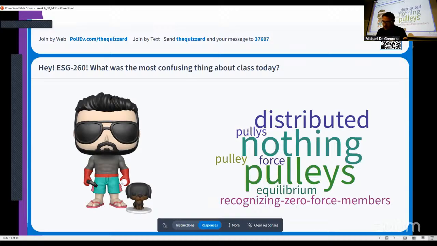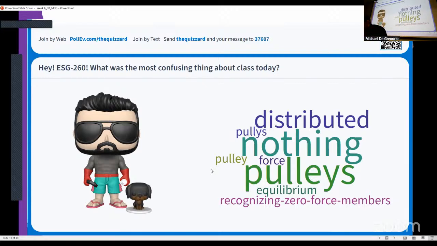Nothing, pulleys, recognizing zero force members. Pulleys seem the big thing here. Yes, indeed. Okay. Thing to remember about pulleys is, when you draw the free body diagram, if we are assuming a massless and a frictionless pulley, more importantly, frictionless, then the force transmits completely on one side and the other, and they have to be equal, right? If there's friction in the pulley, then they don't have to be equal, and that complicates things.